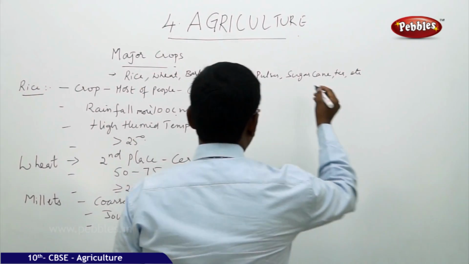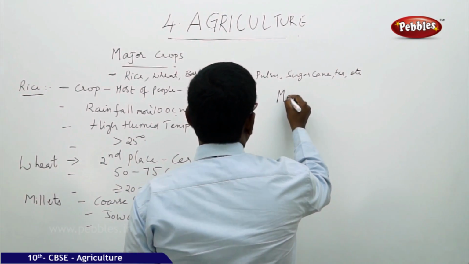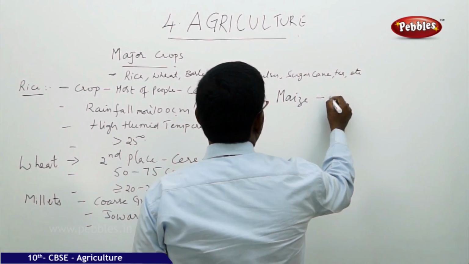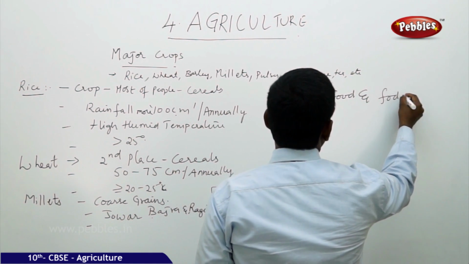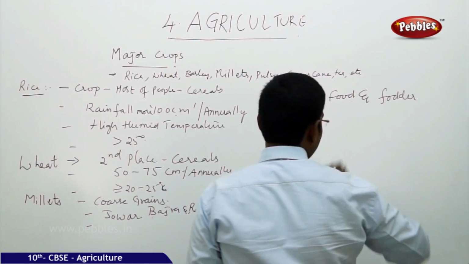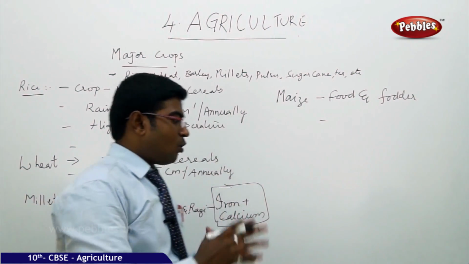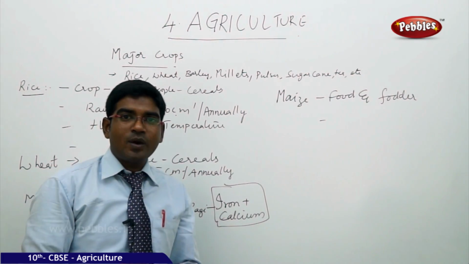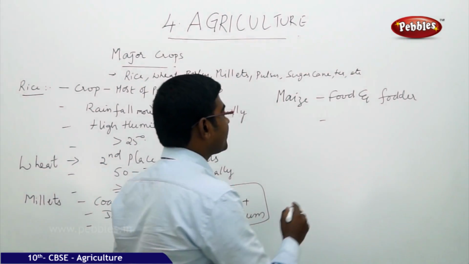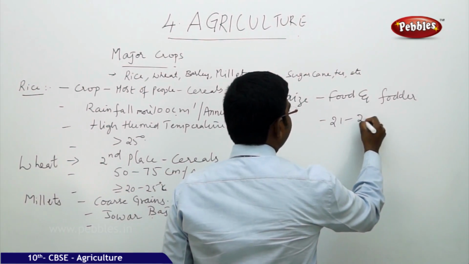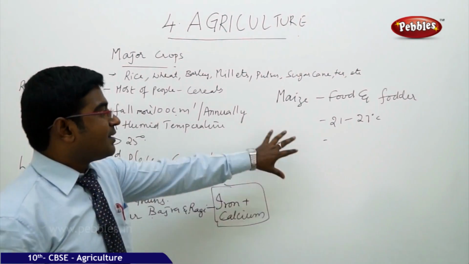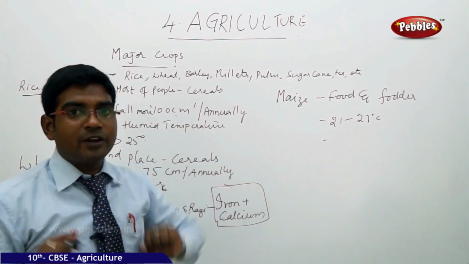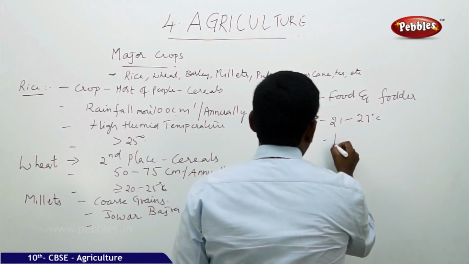And next, the major crop is maize. Maize is the only crop which is used as both a food and a fodder crop in India. Maize is the best crop which requires a temperature averaging from 21 to 27 degrees Celsius, and most of the time it doesn't depend on water supply at all. It is rain fed.